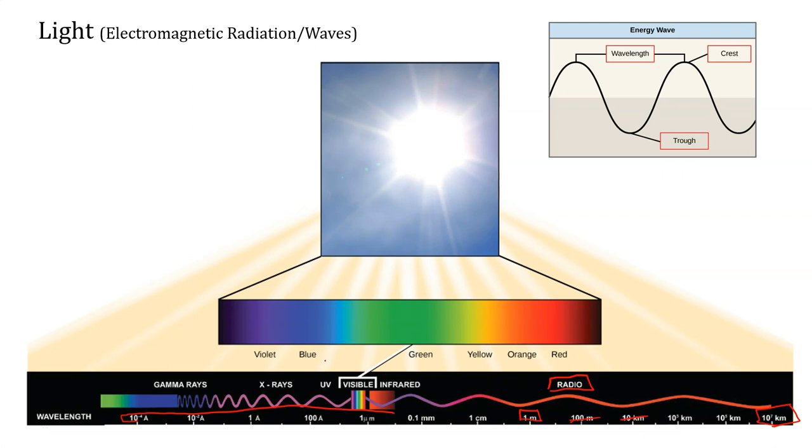The visible light that we perceive is usually on the scale of nanometers. Just for reference sake, if you had a centimeter, most of us have an idea of how long a centimeter is. It's about the width of your fingernail. And if you divided that centimeter into 10 million parts, one of those 10 million parts would be the distance of a nanometer. Okay, so it's a very, very small wavelength.